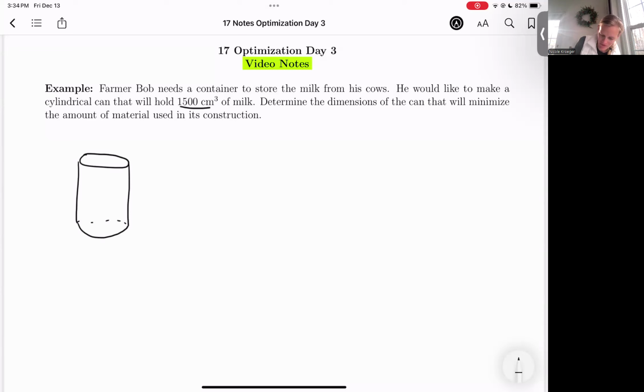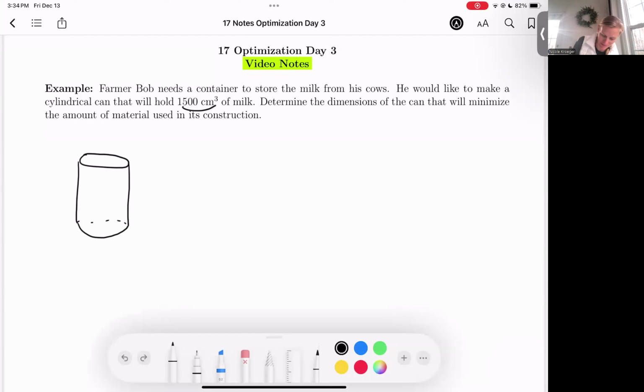So one thing that we noticed, especially based on the fact that the units here are cubic centimeters, is that this is a volume. So the volume is going to be 1,500. That's going to be our constraint. And then we want the dimensions that will minimize the amount of material used. So that means that we want to minimize the surface area.